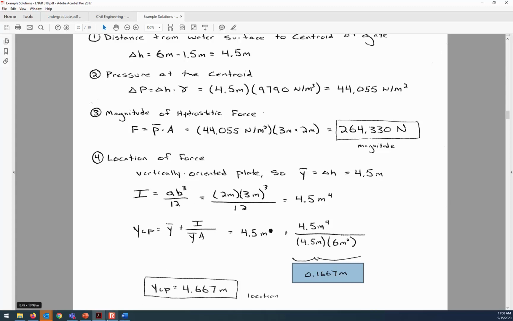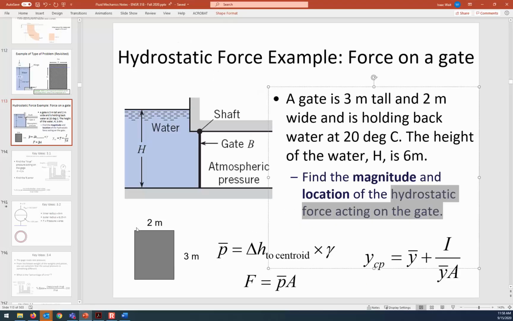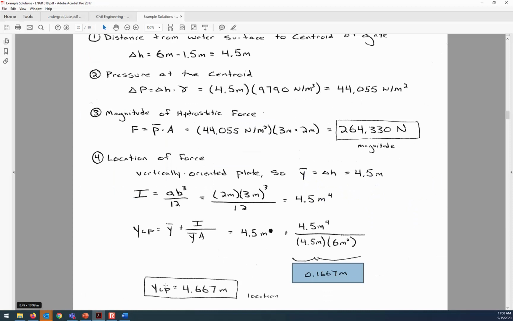All right, so let's see. A is the width parameter, so the width of the gate is 2 meters. And then B is the vertical distance, which is 3. Let me just double check with my calculator here. So it is 2 times 3 to the third power. So 3 to the third is 27. Multiply that by 2, so that's 54, divided by 12, 4.5. Yeah, 4.5 meters to the fourth.